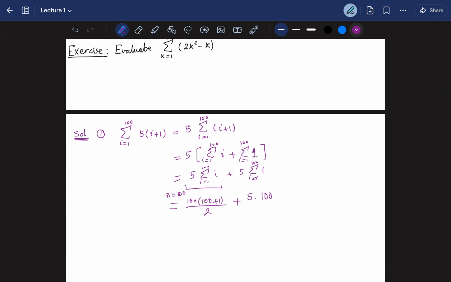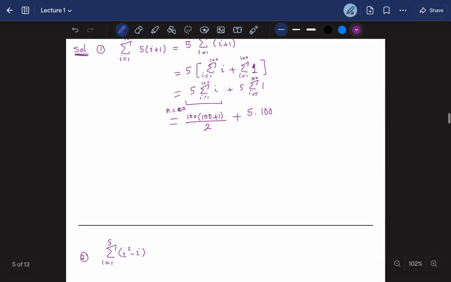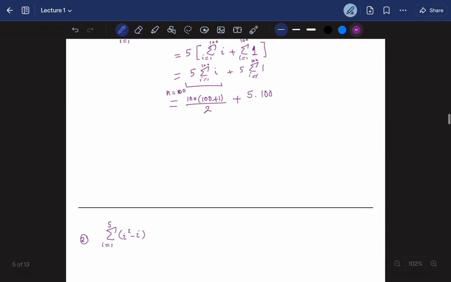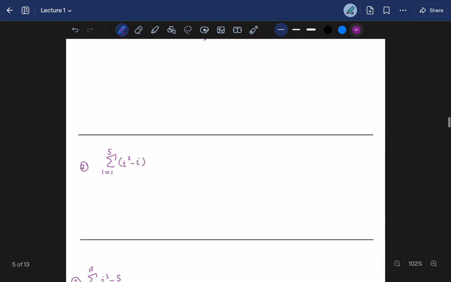And you can easily calculate this using a calculator, which is not recommended, so just try and practice solving these numbers by yourself since you're not allowed to have a calculator in the exam.